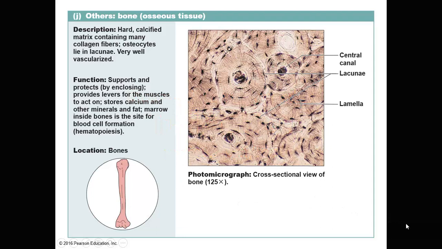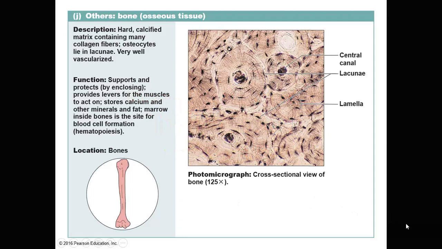A lamella is the layers of compact bone matrix that surrounds the central canal, which is also called the Haversian canal. The central canal contains blood vessels and nerve fibers. So this is the osteon.